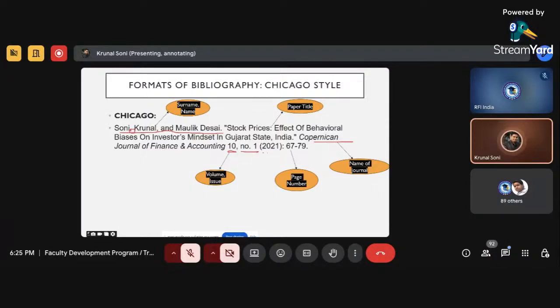And again, the year of publication in APA was immediately after the author's name, right? And here it has been placed after the volume and issue, right? And then after that, you have to write the page number. So in both formats, APA and MLA, it was a bracket, but here it is a semicolon. Clear? So this is how the page number in Chicago has been mentioned.